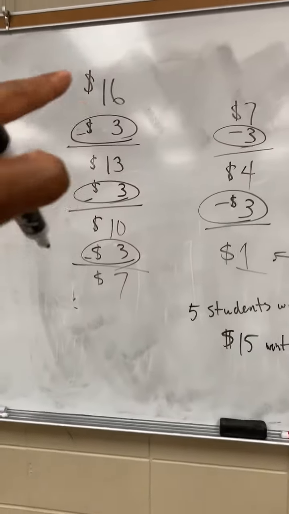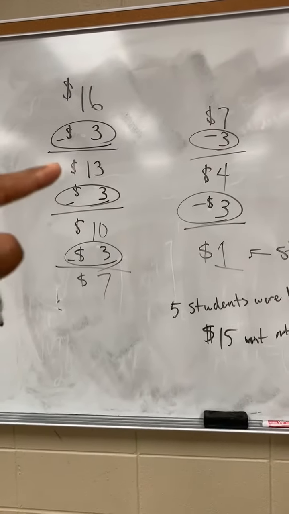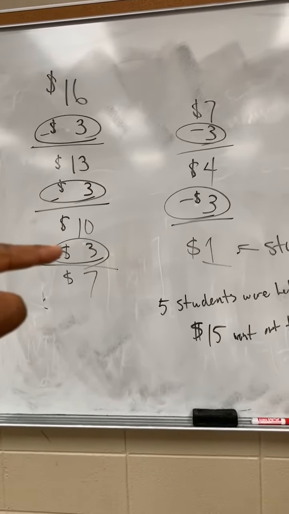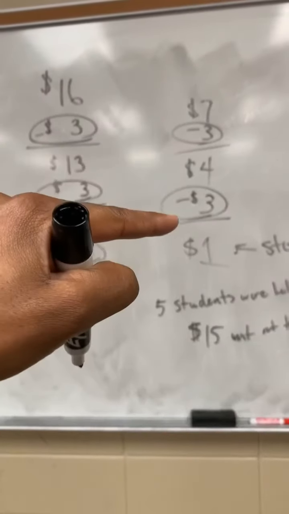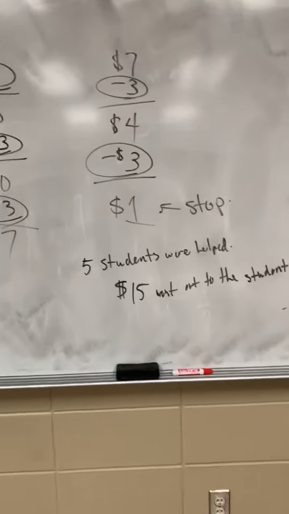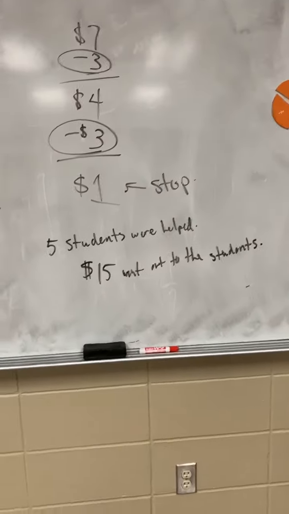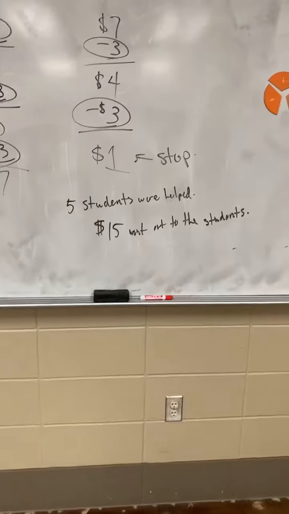So remember, 5 students got help. But there's 15 dollars. So there it is. 5 students were helped, and that was $15 from the charity that was spent to help these students. All right, so glorified subtraction works, but it works best when the numbers are small enough.